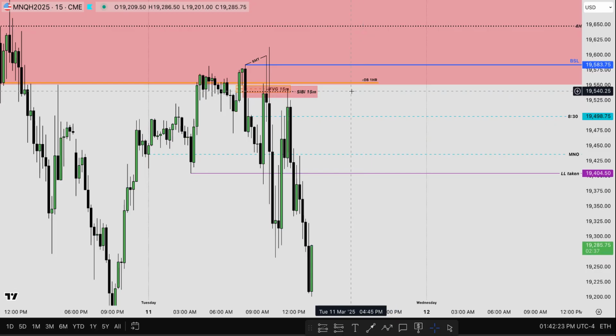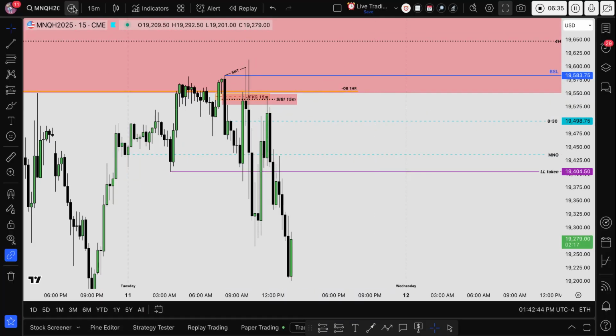Kind of pisses me off, because why does price want to get up there again and take buy stops with an SMT? It didn't make sense. I was pissed, but whatever.